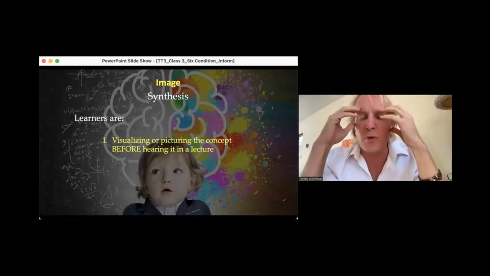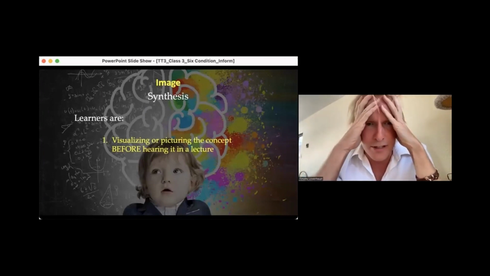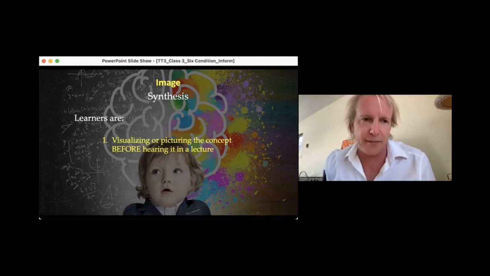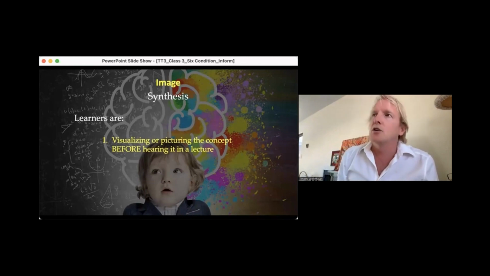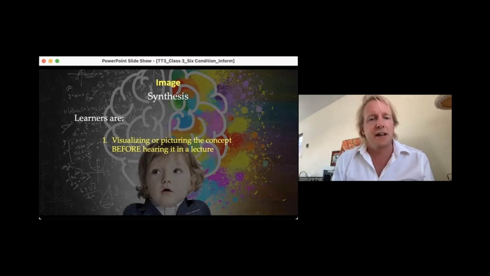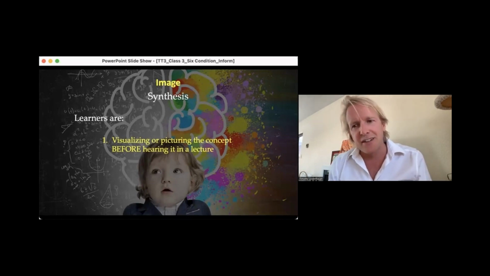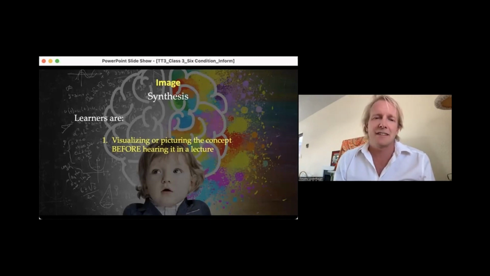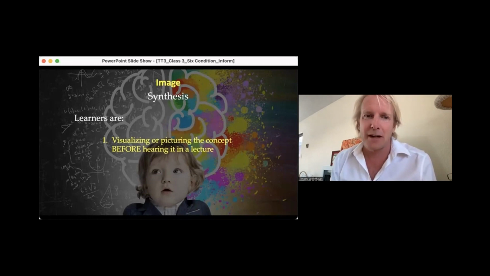First of all, these learners, what are the learners doing in the room? First of all, they're visualizing or picturing the concept before hearing it. That's what I said. You're building the framework. Okay, the master at this is my teacher. They create images, idioms, idea images, they call it. And they give you the image before they teach it. Right? So they're already giving you a picture or a clue about the information.